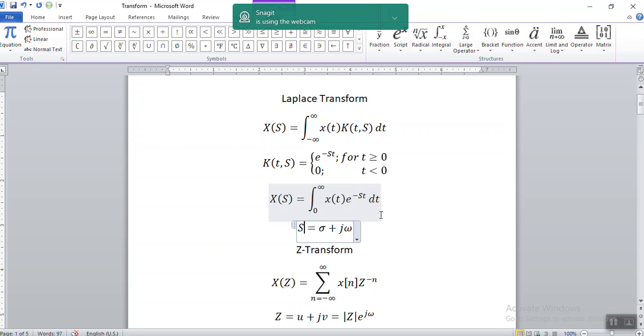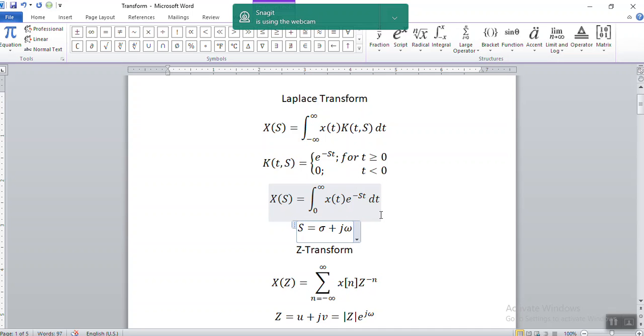Another important point from the signals and systems or signal processing point of view: in the case of LTI systems, as we know, the output of a known LTI system, known meaning where you know the impulse response of the system, is the convolution of the input x of t with the impulse response. Now, there is a property of the Laplace transform that convolution is equivalent to multiplication in the Laplace domain.